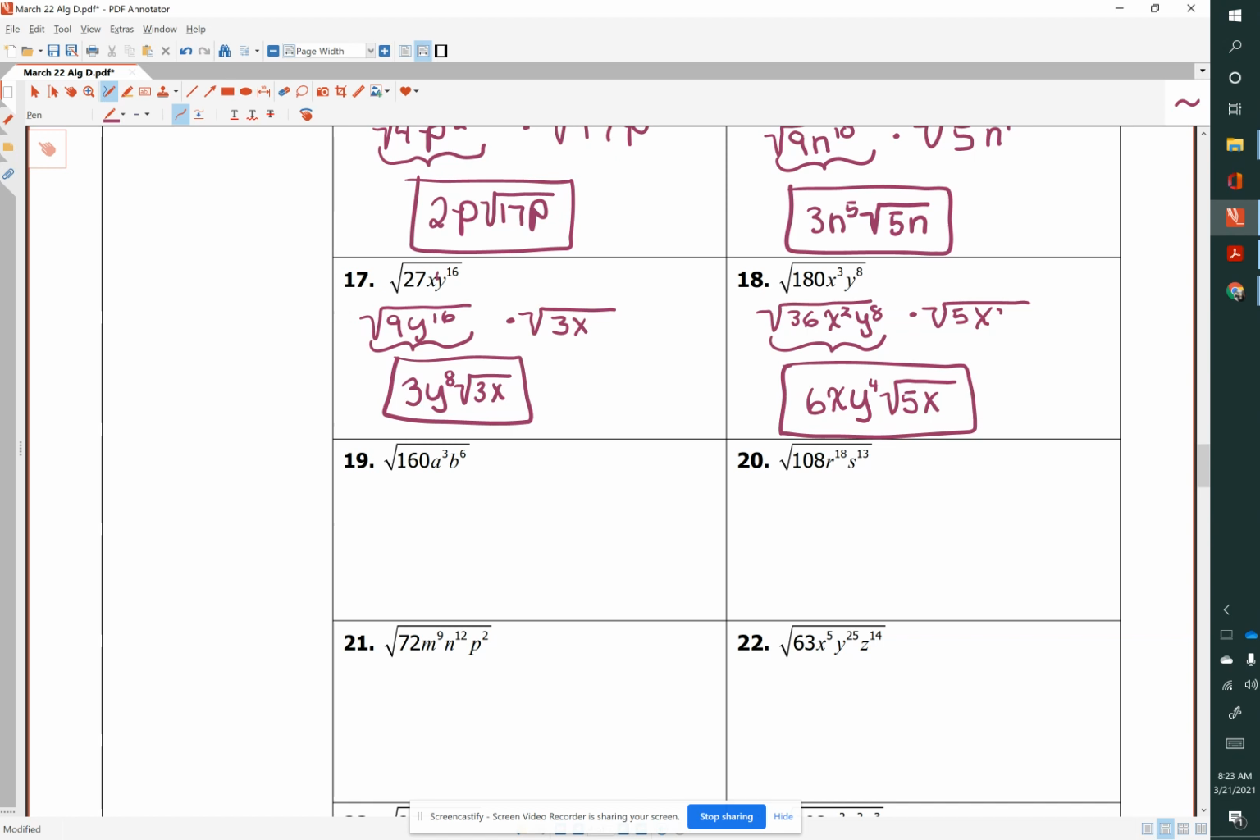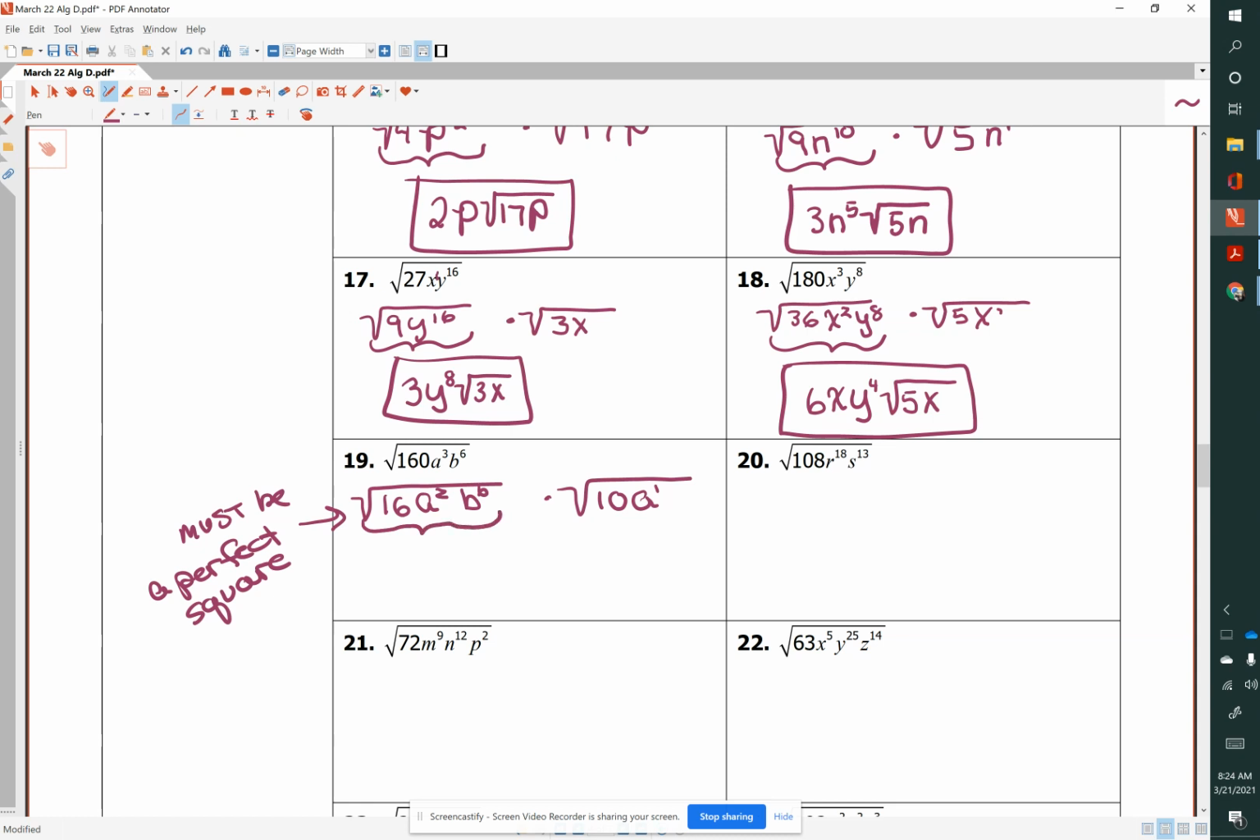Number 19, well, we're going to use 16 times 10. I don't think there's a larger perfect square in there. So 16 times 10. Remember, this side has to be a perfect square. Okay, so a, we are going to have to subtract 1. So a to the second, that puts an a for 1 over there. And then we have b to the 6th.